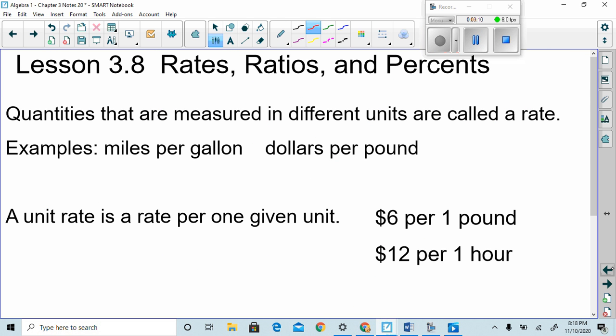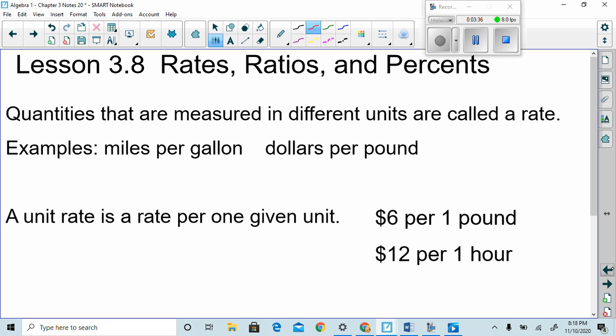So we move on to lesson 3.8, rates, ratios, and percents. They've chunked a lot of topics in one short section. We're going to start off with our rates. They are quantities that are measured in different units. Miles per gallon, dollars per pound, cost per person. All of those are rates comparing 2 different quantities.